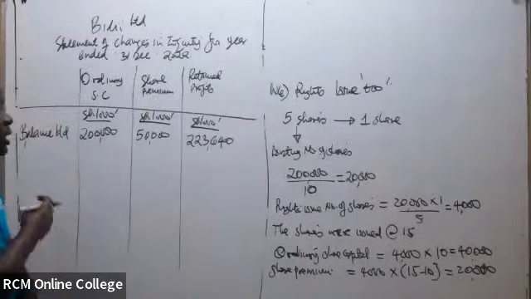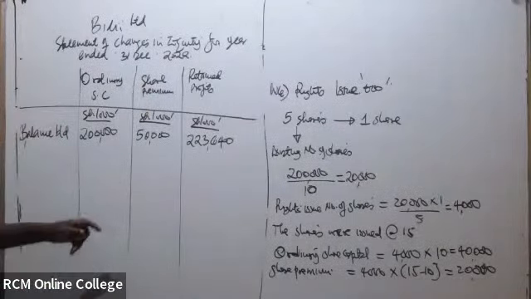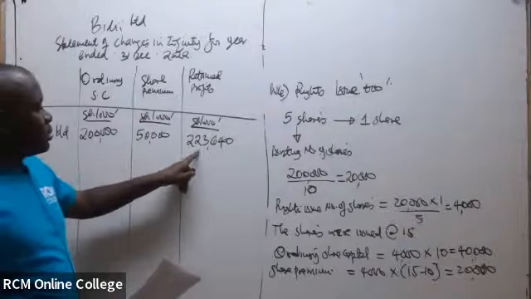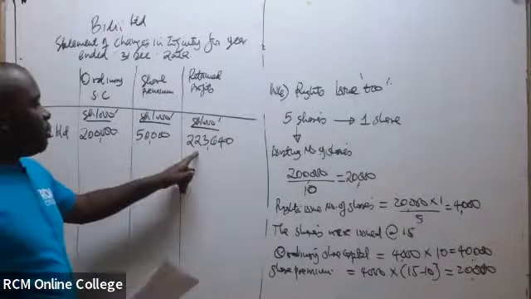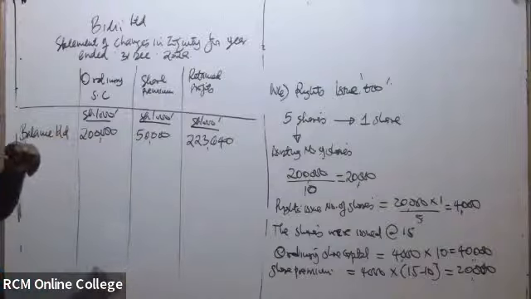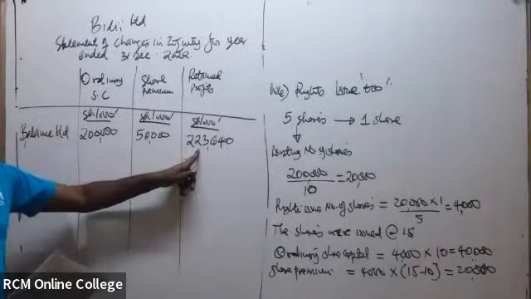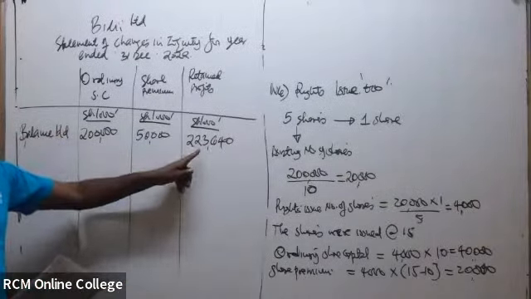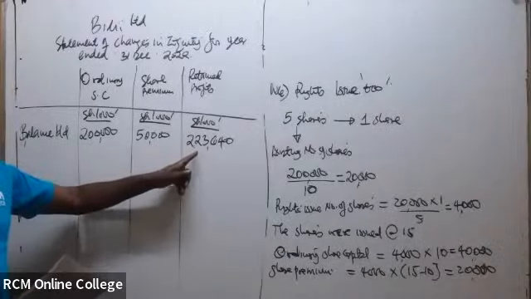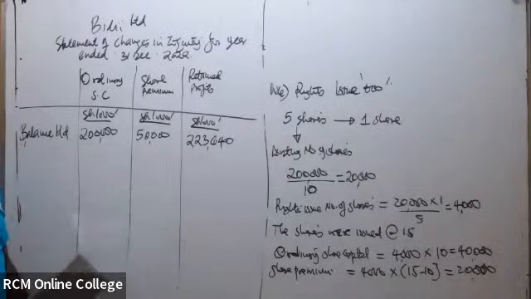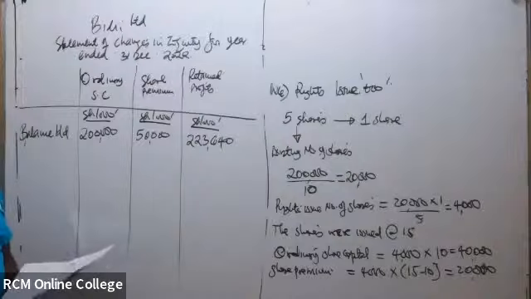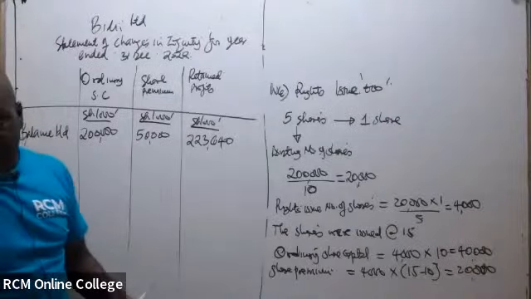223,640. But remember, there's something I told you about this one. There's something we'll deduct from this one. We have to adjust this one with how much? 5 million. You remember that 5 million? The 5 million that was actually lost by that financial controller.